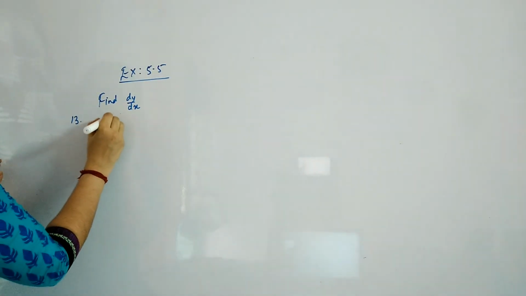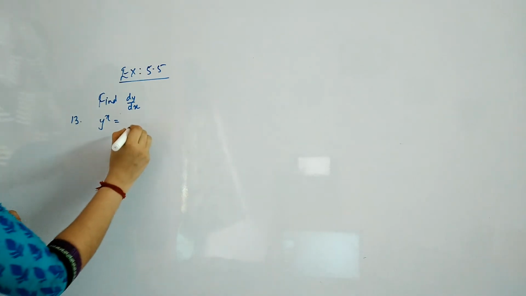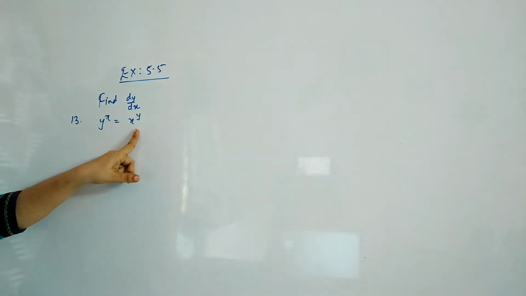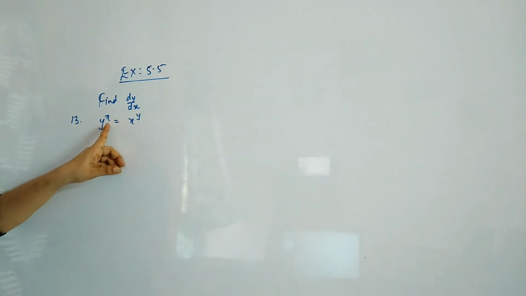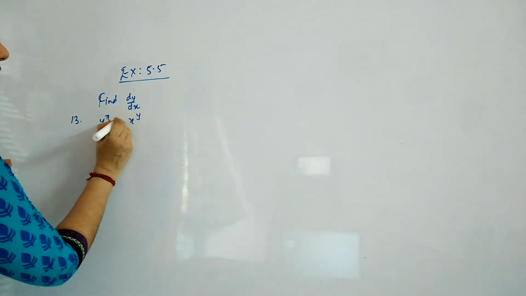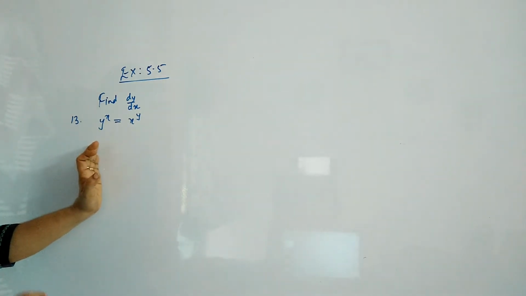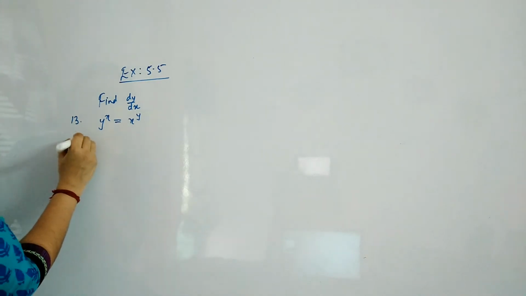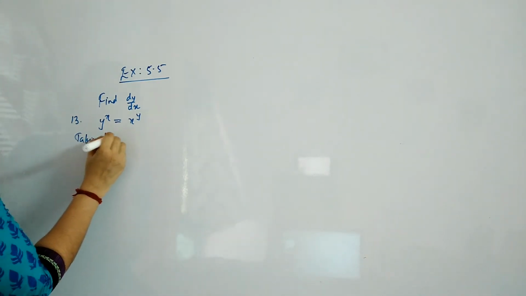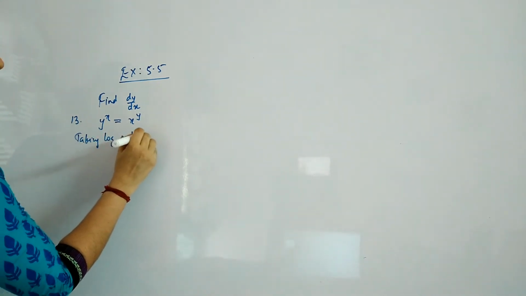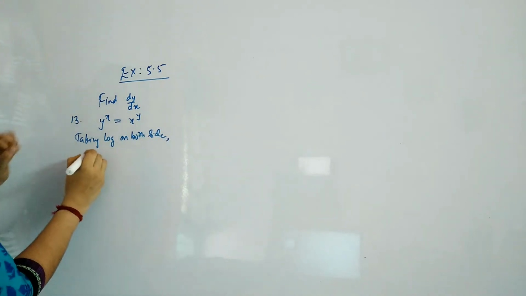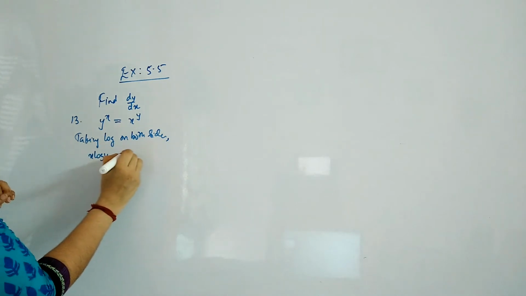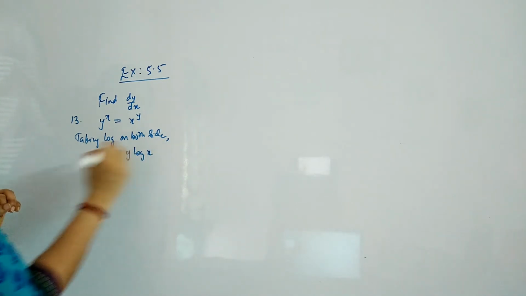Y raised to x is equal to x raised to y. Now again here you have two terms with the power and you have an equal to sign in between. So you can just take the log and then differentiate. Okay, taking log and then differentiating. Taking log on both sides, what you will get? This is x log y is equal to y log x.